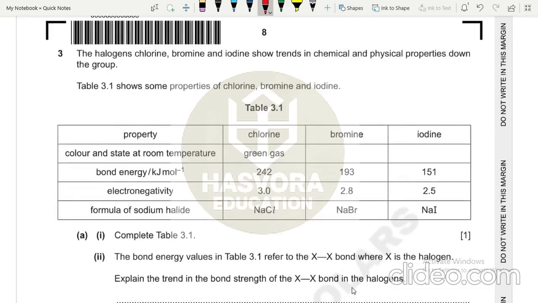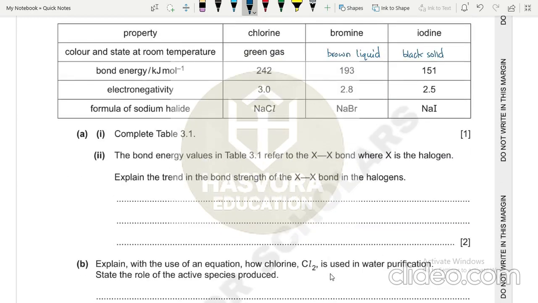So we have completed these two very large questions. Now we will have much smaller questions. The halogens, chlorine, bromine, and iodine, show a trend in the chemical and physical properties down the group. Table 3.1 shows some properties of chlorine, bromine, and iodine. So color and state at room temperature. Chlorine is a green gas. Bromine, we know, is a brown liquid. And iodine, we know, is a black purple solid. It is black, or you can also say purple-black solid. Okay, so we have completed the table. It was just about the color and the state at room temperature.